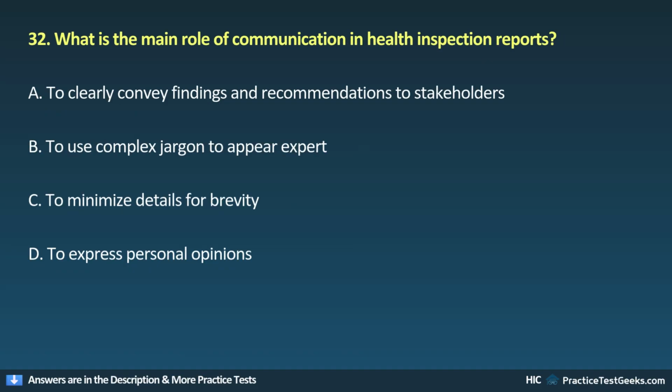32. What is the main role of communication in health inspection reports? A. To clearly convey findings and recommendations to stakeholders. B. To use complex jargon to appear expert. C. To minimize details for brevity. D. To express personal opinions.